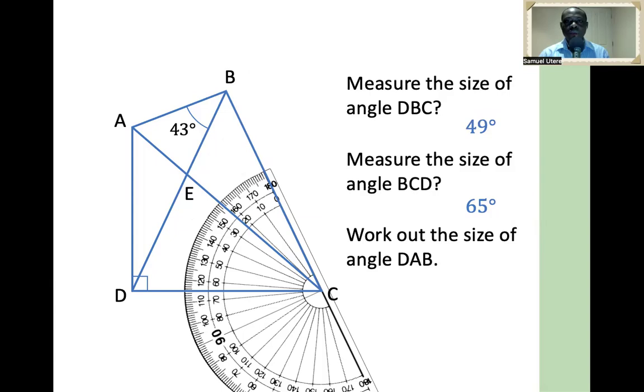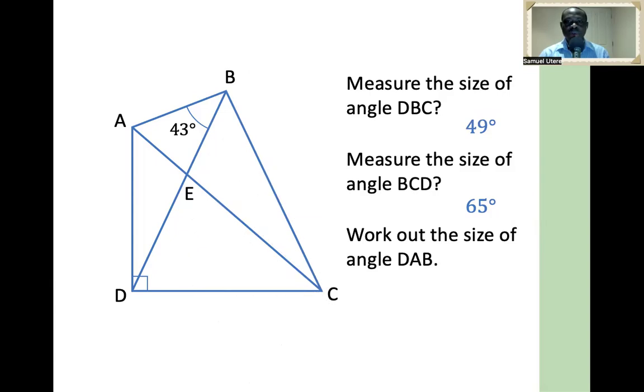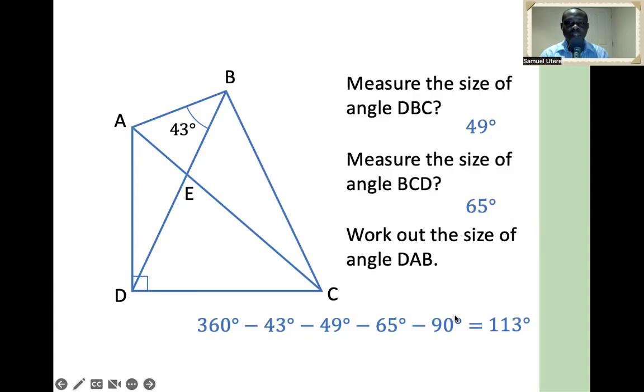But how do we find angle DAB? Well, remember that this is a quadrilateral. And what do you think is the sum of the angles in a quadrilateral? The sum of the angles is 360 degrees. Here we know this is a right angle, which is 90 degrees. We already know that is 49, and we know that is 65. To get our answer, we'll have to subtract these angles from 360 degrees because this is the only angle we do not know. And then we'll get 113 degrees.